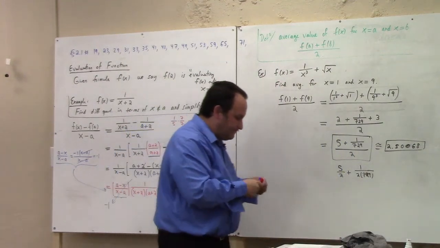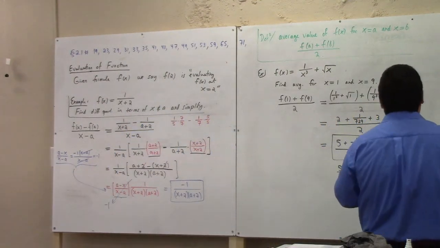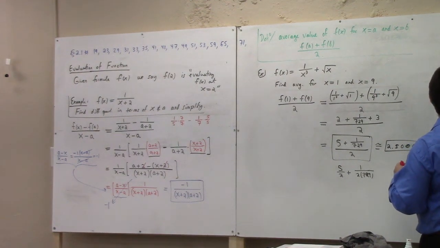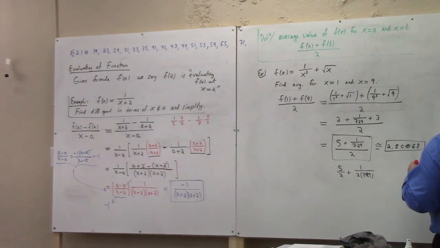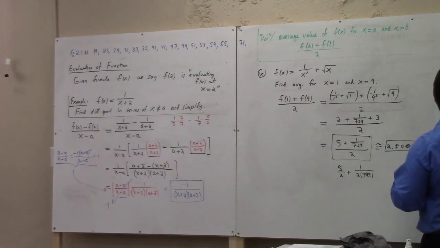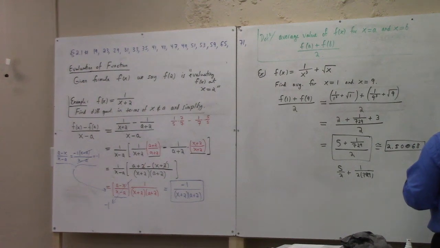Okay, so another example. Let's say we've got 3 plus x over 1 plus x squared. Evaluate at, first of all, x equals 0, and then at x equals 1 over x.